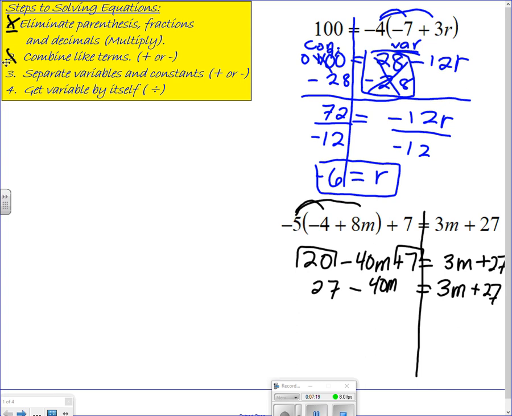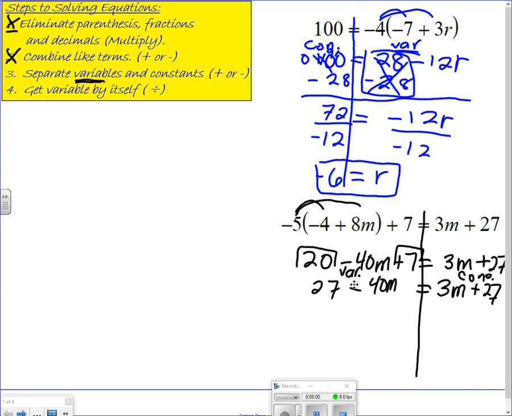Step number 2, we combine like terms. Last step, separate variables and constants. Remember the keyword is variable, that means letters. Look at the problem you have. Where is the letter? The right or the left side? In this case, the letter is on both sides. When that happens you pick a side, right or left doesn't matter. Let me pick the left. I like to have variables on the left, that means letters, and constants on the right, that means numbers only.